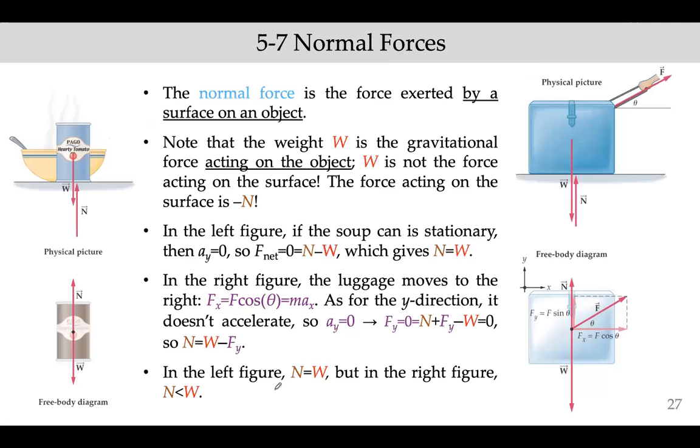Okay, now let's move to normal forces. The normal force is the force exerted by a surface on an object. Okay, so the normal force is by a surface on an object. So note that the weight is the gravitational force acting on the object. Weight is not the force acting on the surface. The force acting on the surface is the negative of normal force. Now look at this soup can.